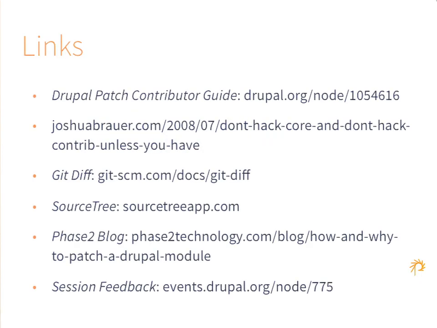All right, some very important links. Top one, Drupal Patch Contributor Guide. This is the, quote-unquote, official community guide to basically everything we've talked about. Second one, a blog post from 2008, which is still incredibly applicable as to why we don't hack core and contrib, pretty much covers the first part of this session. I drew a lot from it. So Joshua Brower, if you're here, thank you. If you're not, thank you. The actual documentation for Git diff, a link for SourceTree, a blog post, which covers pretty much all of this on the Phase 2 blog.